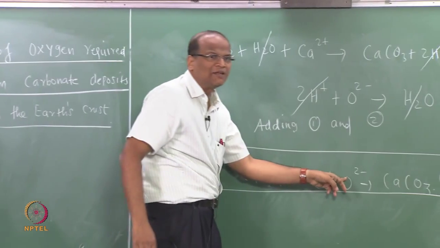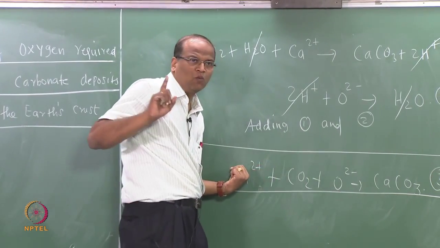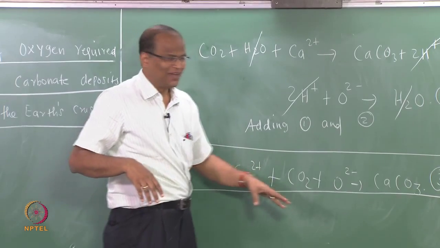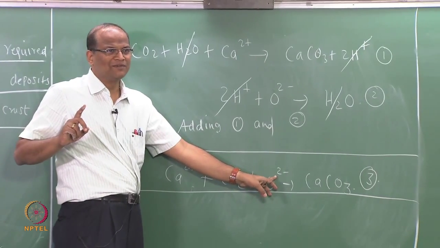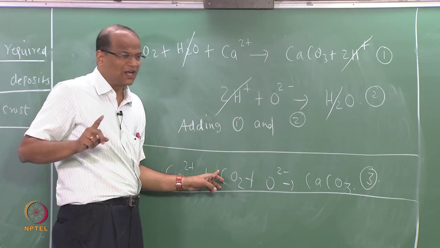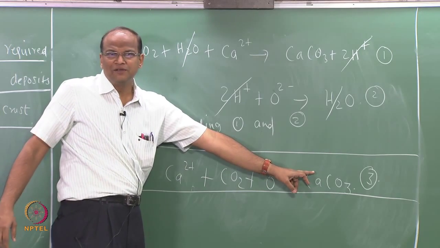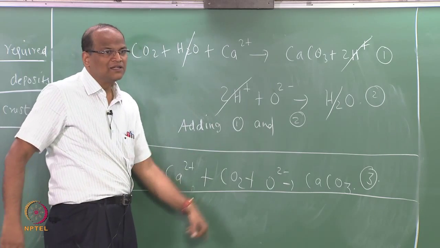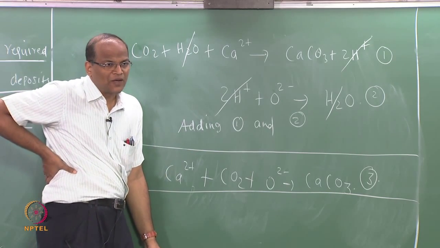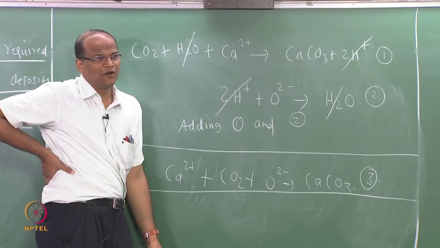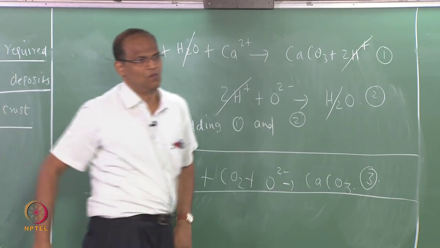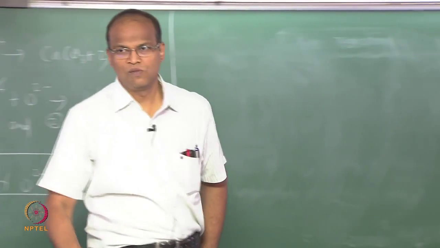One free oxygen atom is combining with one carbon atom, leave the calcium, okay? And it becomes calcium carbonate. The carbon in this is about 80,000 kilogram per meter square. Therefore, the amount of oxygen required will be 80,000 into 16 by 12. Is the funda clear?